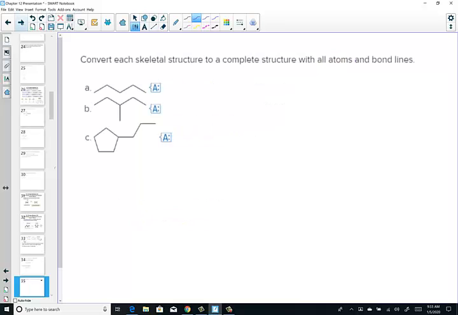If we wanted to convert skeletal structures to the complete structure with all atoms and bond lines, when I say complete, think of that as the Lewis dot structure. So we have 1, 2, 3, 4, 5 carbons in a row. For Lewis dot structures, we really aren't concerned about proper angles. We're just getting connectivity and all hydrogens, and if there are any lone pairs, we would put those on the heteroatoms. We just placed 5 carbons in a row.